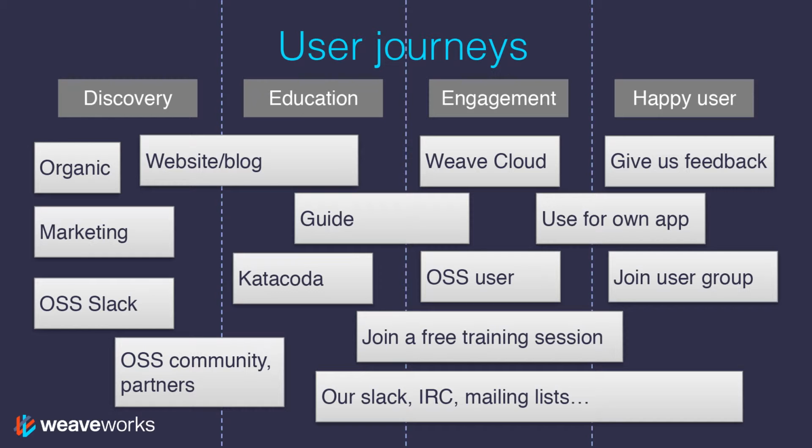And I won't go through every single piece of this, but the point of this slide was really just meant to be that there are lots of different paths that users can take through these different things that we work on. So they might come in through organic search onto our blog, and we want to provide them with some interesting content, maybe link them to a guide or a CataCoder. Again, I'll talk about what those are in a second, that eventually get them to become an open source user or a Weave Cloud user.